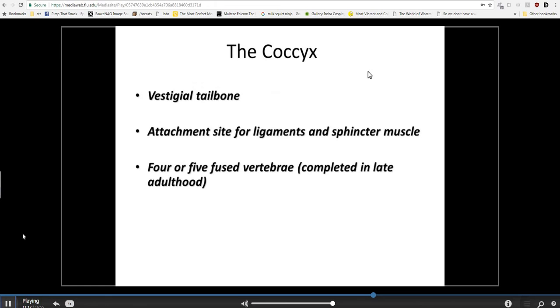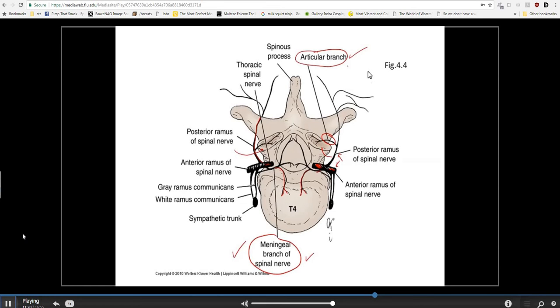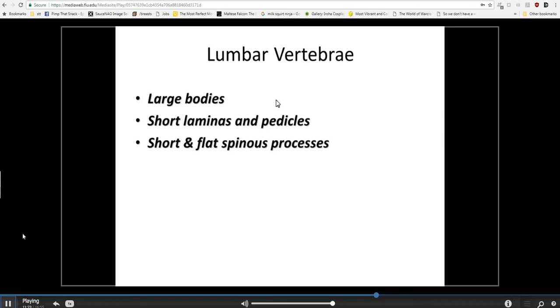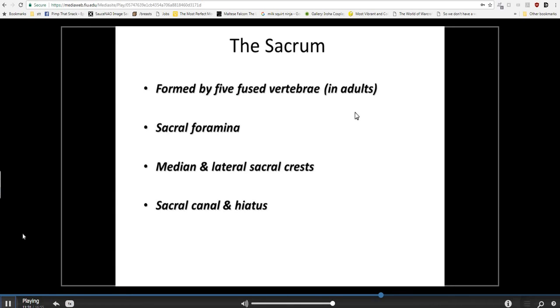Now, let me get to the lumbar vertebrae. It has a large body. It has short laminas and pedicles. It has short and flat spinous processes. Not much to add to that. Then you have your sacrum. These vertebrae are fused in adults. You have sacral foramina. These are exit points for the cauda equina. You saw that in the spinal cord video. And then you have your median and lateral sacral crests, and then you have your sacral canal and hiatus.